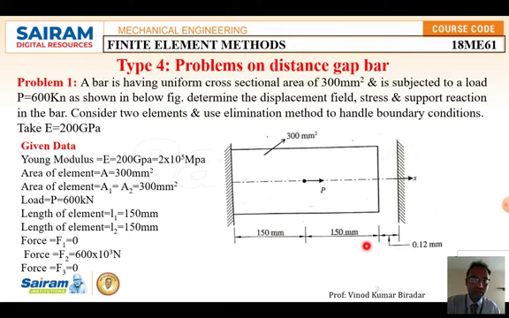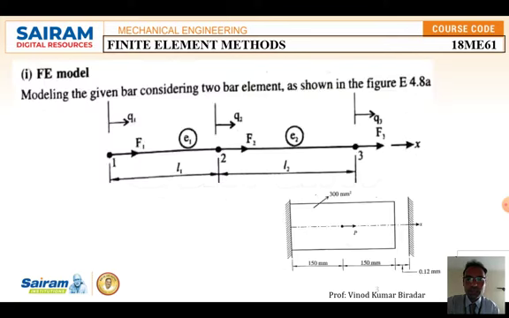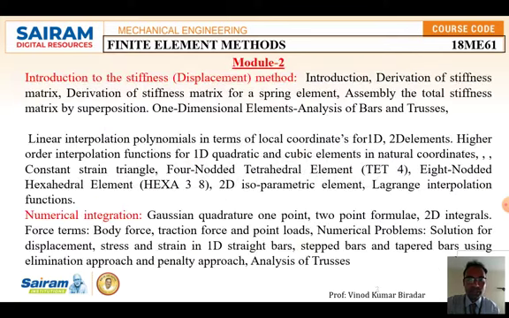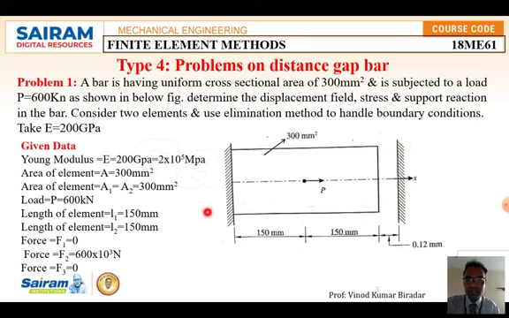Suppose they had given 300 in total, you would have to divide it and consider half of that. So the length of element 1 is 150 and the length of element 2 is 150. Force F1 is at the fixed end, so consider 0, and force F2 at the middle is 600 kilonewton, so I have to convert it into newton: 6 into 10 to the power of 5 newton. F3 is also fixed here, so consider 0. Once you note down all the given data, go on to apply the procedure.